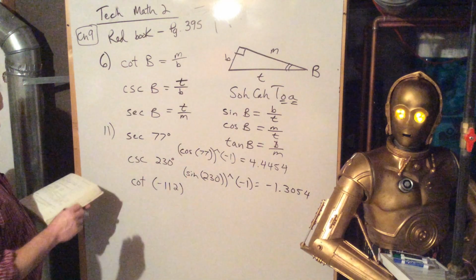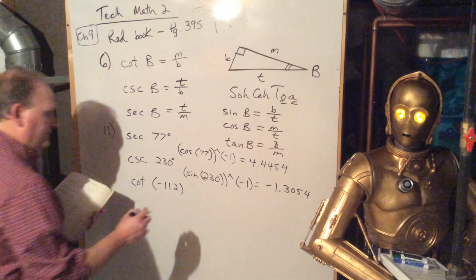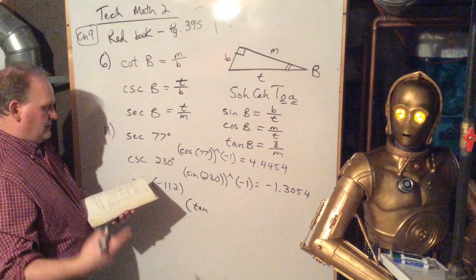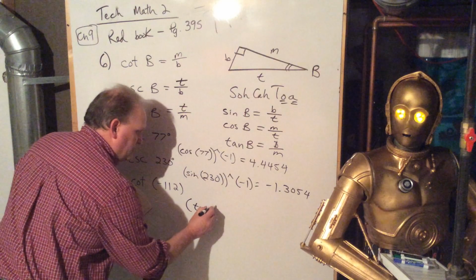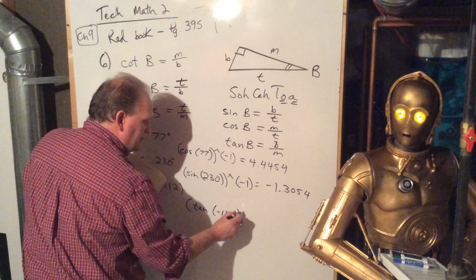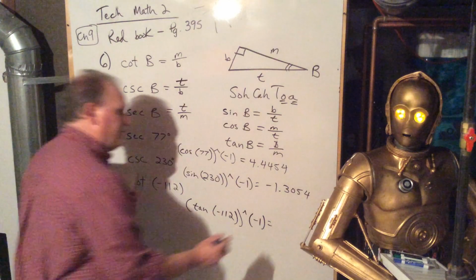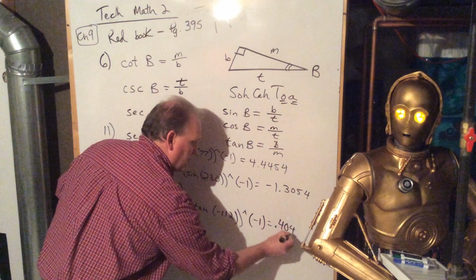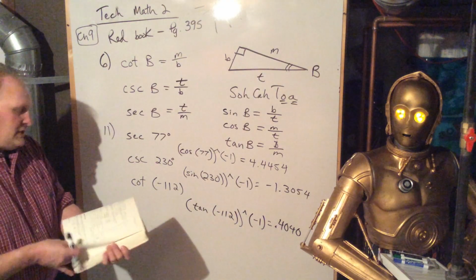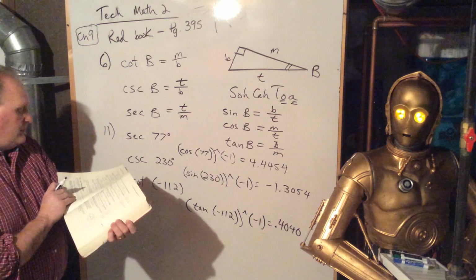And then the last one, the cotangent of negative 112, that's going to be parenthesis tangent, and then we'll do negative 112 degrees. Make sure you're in degrees, not radians. And parenthesis raised to the power of the negative 1 power. And when you hit enter, that should be 0.4040. So that's 9.1.